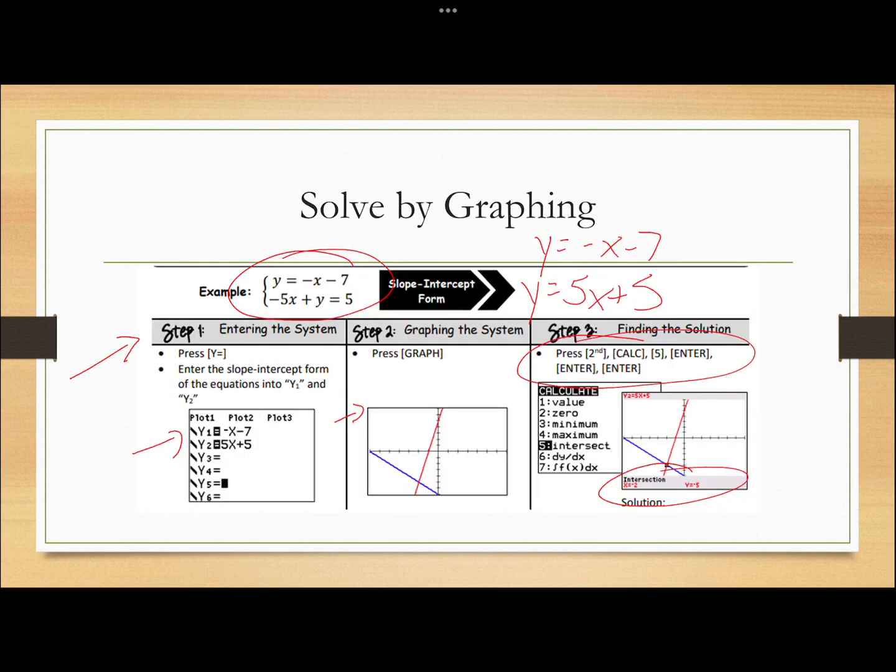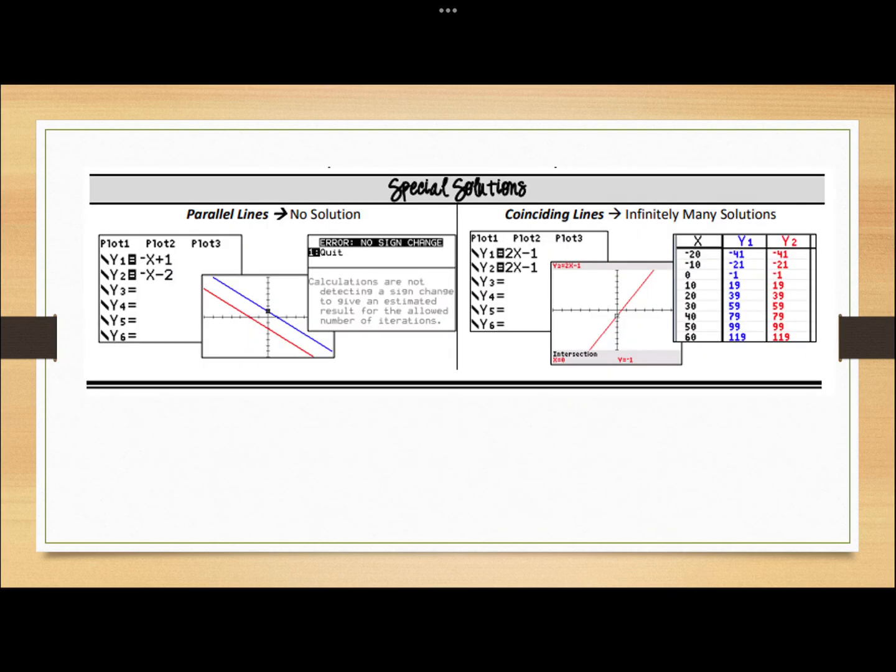So here they intersect at one point, so our answer right here would be (-2, -5), and you would write your answer as an ordered pair. Another option is if our graphs look like this and they're parallel, they never cross, then our answer is no solution. So if that happens in our calculator, you write no solution. Another option is if our line is exactly the same. Notice when I put these in, I have the same line. If you get the same line, your answer is infinitely many solutions.